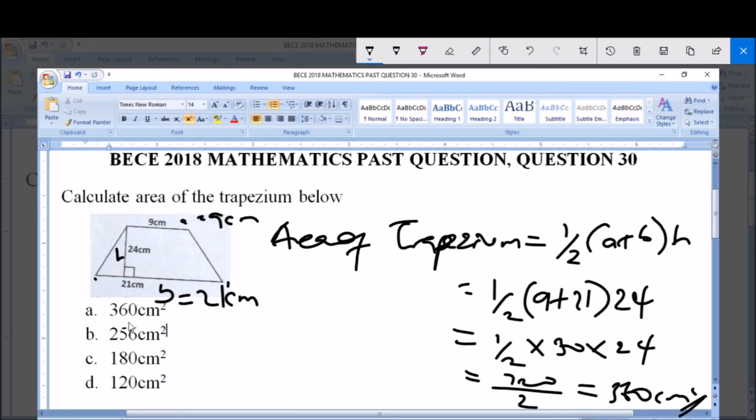Now from the options, you see that option A corresponds to our answer, which is 360 centimeters square. The other options are wrong. So option A is the correct answer.